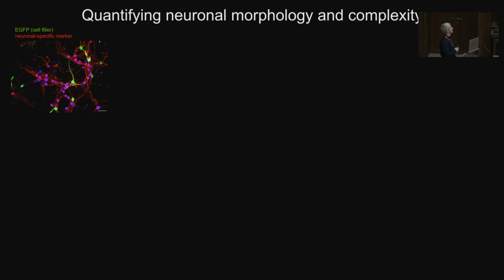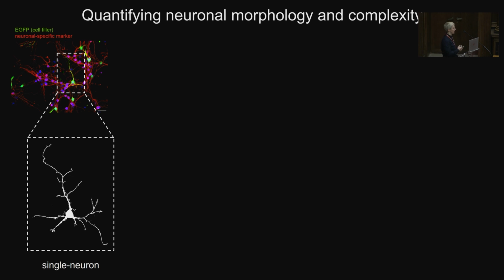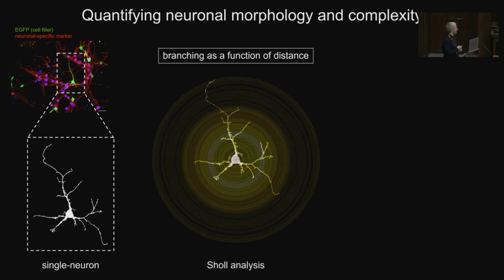So when you work with cells in culture, you have multiple cells, and the first thing to do is to find a way to isolate single cells, to be able to analyze them, not to have interference from crossing neurites coming from neighboring cells. And another important thing is to use complementary metrics to describe the morphology of these cells.